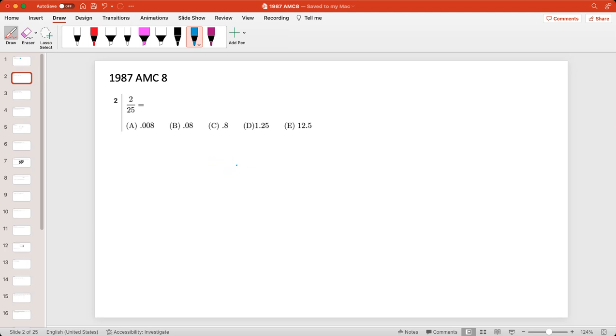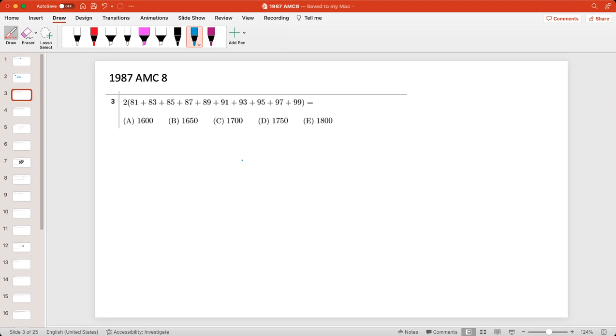2 by 25. So we just have to make the base 100. So we have to multiply by 4. So 2 by 25 will be the same as 8 by 100. Okay. So if it's 8 by 100, your answer is going to be 0.08. Option B. Going to the next one.